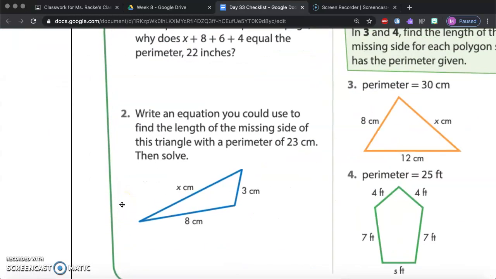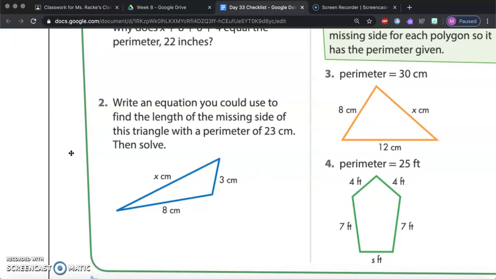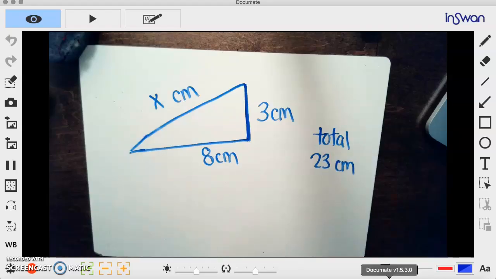All right, number 2. Write an equation you could use to find the length of the missing side of this triangle. So I'm going to first draw my triangle best that I can, and then I'm going to put in my x, which is my unknown, 3 centimeters and 8 centimeters, and I know that the total is 23 centimeters. So here's what I got going on. So first, I know my total, which is 23.